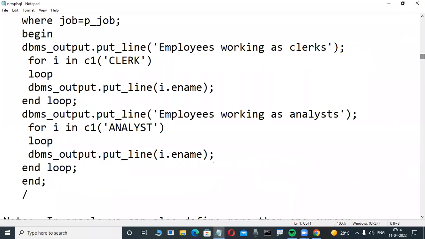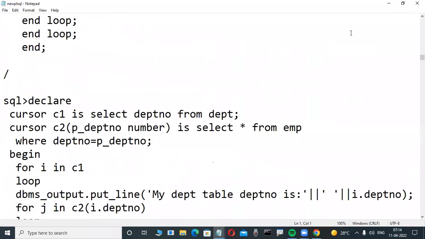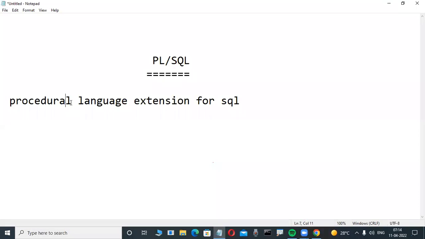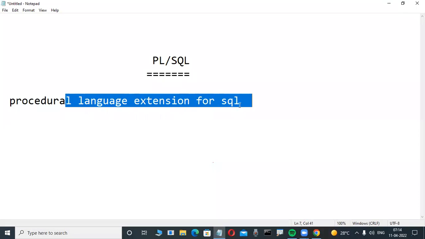This coding is not difficult, it is very easy coding. That's why it is a procedural language extension for SQL, and all the procedural language capabilities are available in PL/SQL.